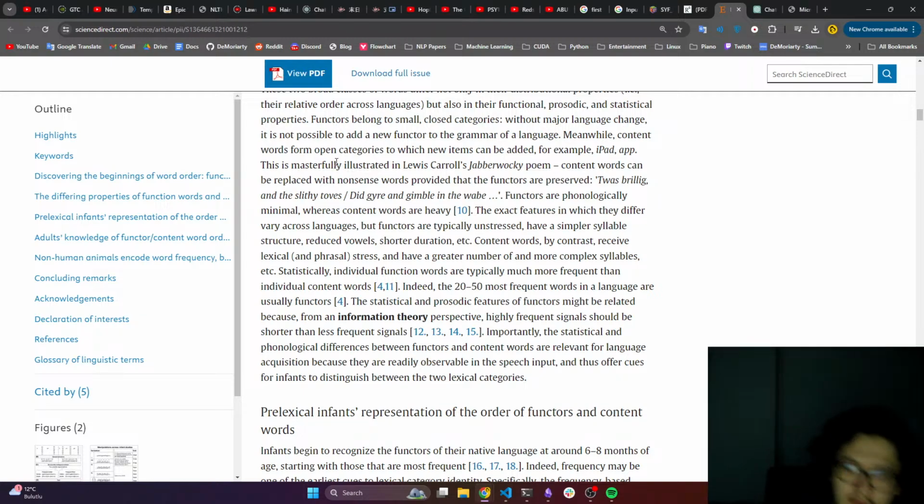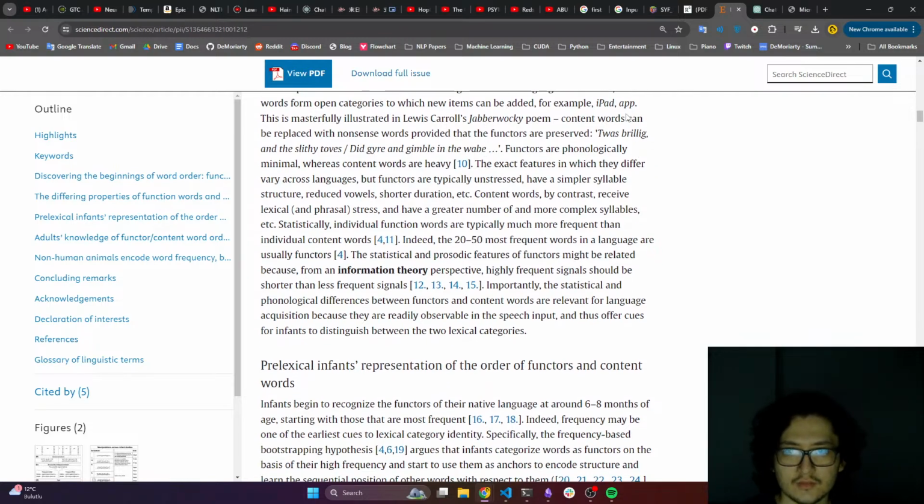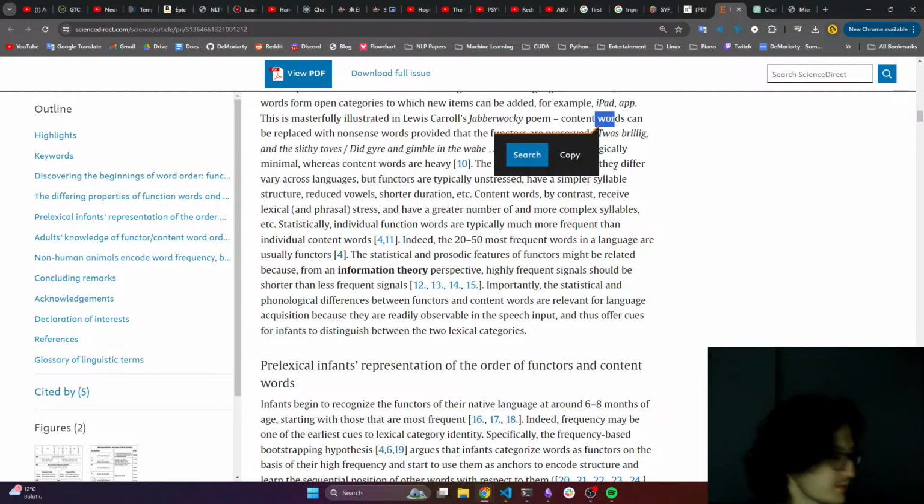Meanwhile, content words are from open categories, to which content words can be replaced with nonsense words.